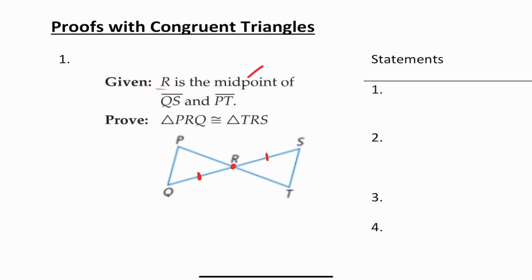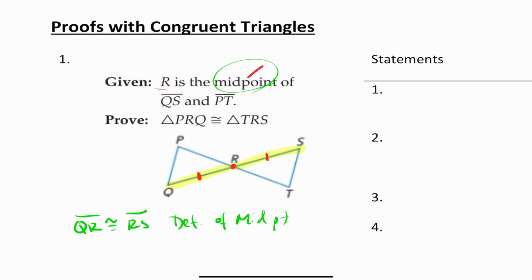So if that's the case, then I should write that segment QR is congruent to segment RS. So segment QR is congruent to segment RS. And why? How did we know that segment QR is congruent to RS? Well, that's because of the definition of midpoint.